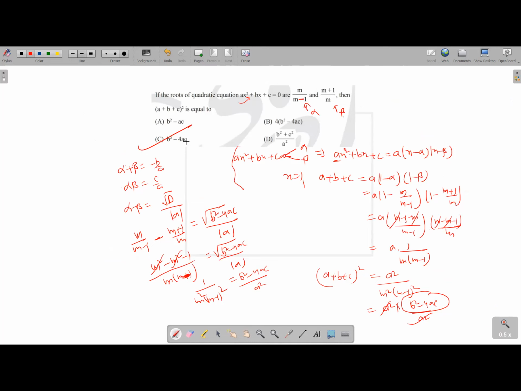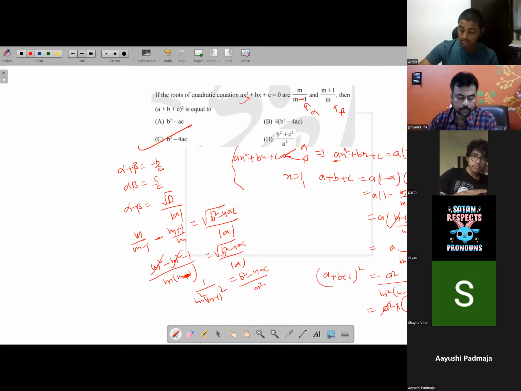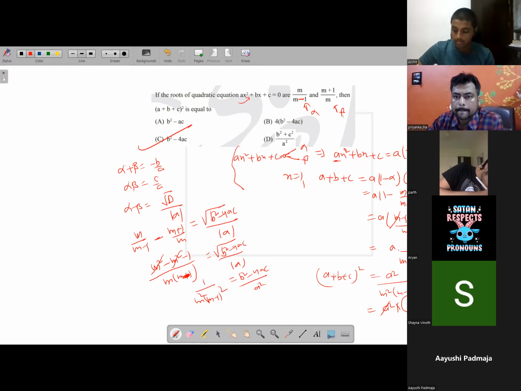Yes. Any doubt? So how did you get a square? You just squared both the sides, right? Left side and right side. You just squared the left hand side and right hand side, because in the question we are asked to find a plus b plus c whole square. Yes, that's all.